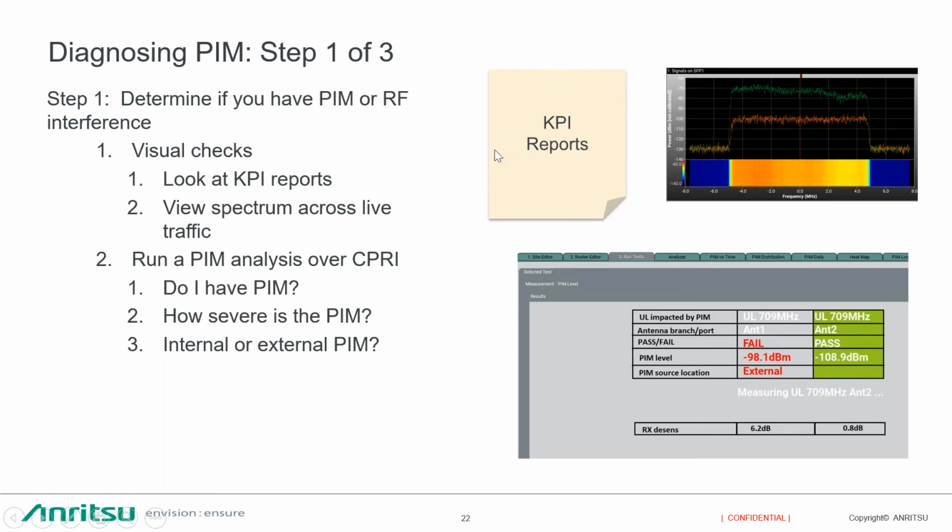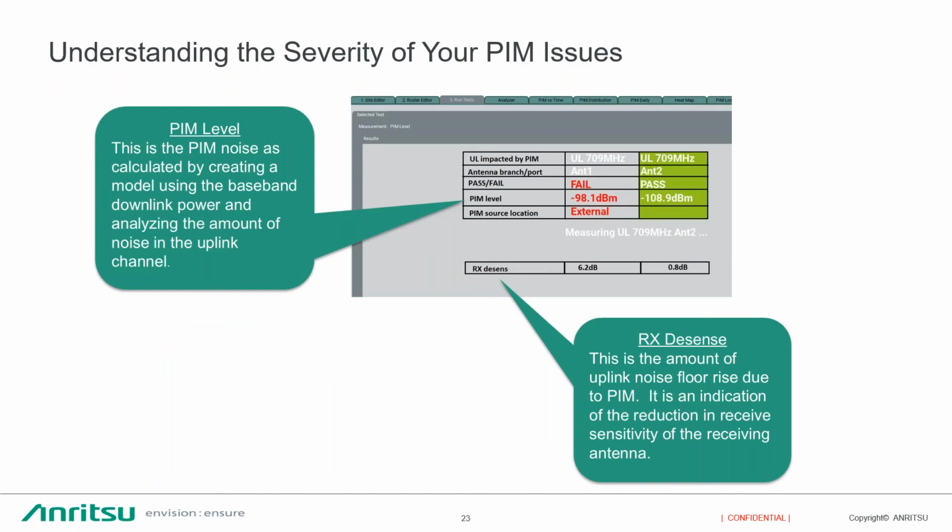And sometimes from these you can determine whether you have PIM just from looking at them. If you don't quite understand from the KPI reports whether it's PIM or not, you can use the IQ FiberMaster and run a PIM analysis using the CPRI data. And so the analysis shows you if I have PIM, how severe it is, and whether it's internal or external. Let me go into that in a little bit more detail.